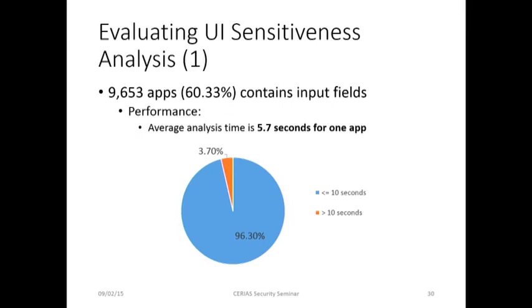The UI sensitive analysis part, including rendering the layouts for all the layouts in an app, is quite efficient. More than 96% of the apps require less than 10 seconds for this part, and the average analysis time for one app is only 5.7 seconds.